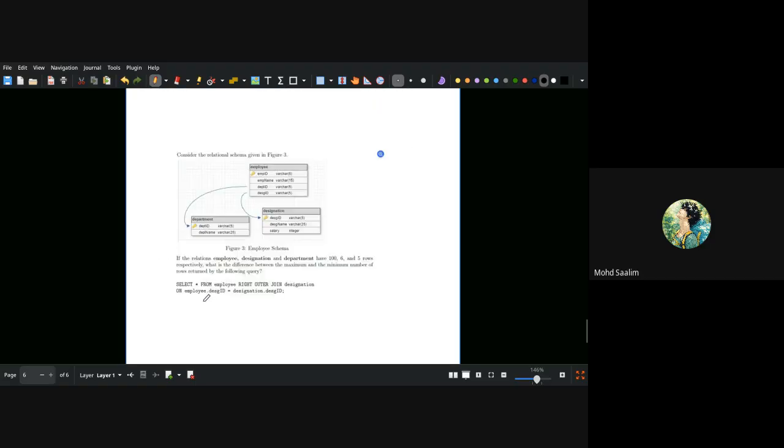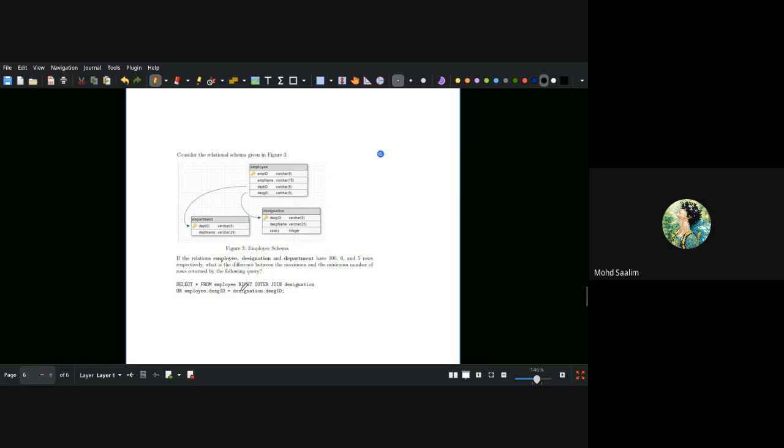They had given a relational schema. We have employee, we have department, and we have designation. If the relations employee, designation, and department have 100, 6, and 5 rows, so employee has 100 rows, designation has 6, and department has 5 rows. What is the difference between the maximum and the minimum number of rows returned by the following query?